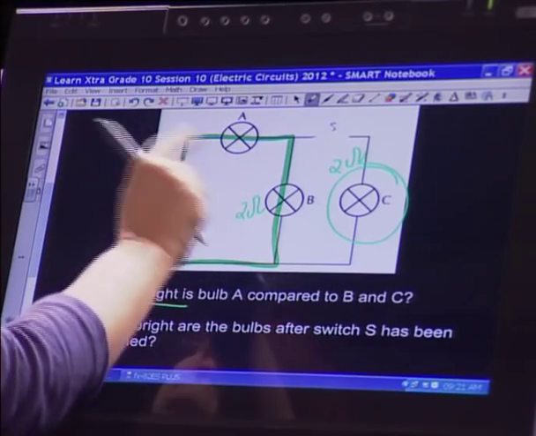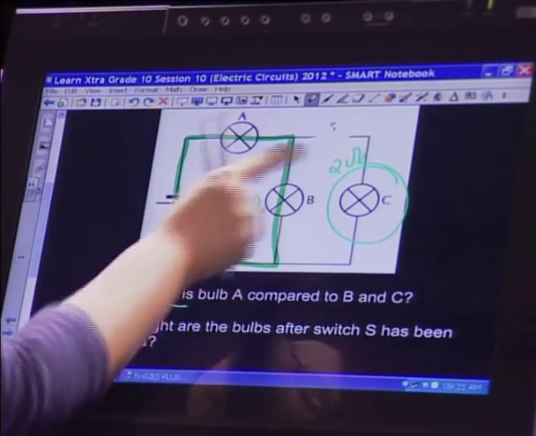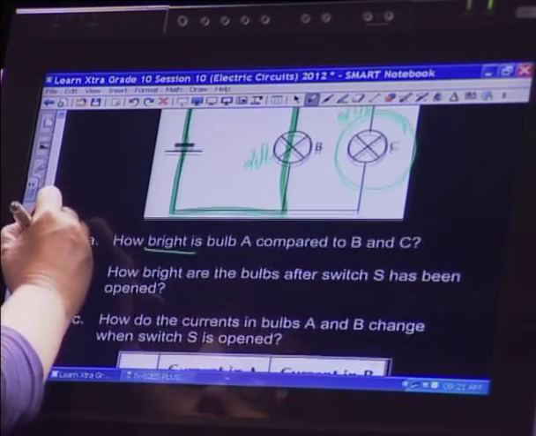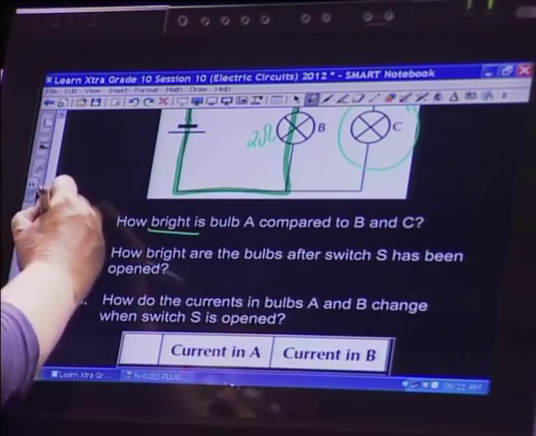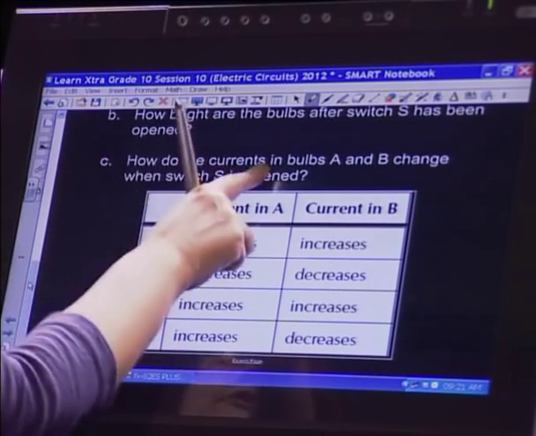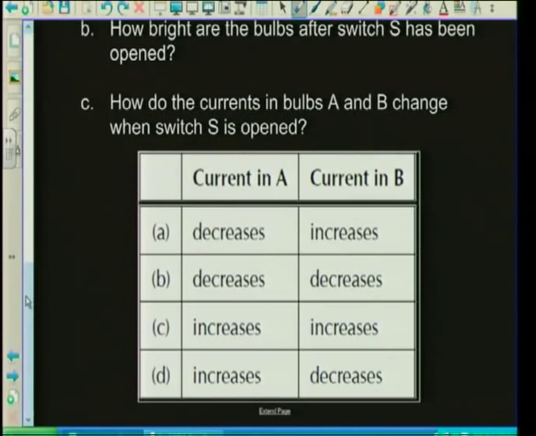What will probably happen though is that bulb A will be less bright than it was originally, but bulb B will be slightly brighter because it's probably got a little bit bigger current, but we're not going to go into that. Then, how do the currents in bulb A and B change when the switch is open?